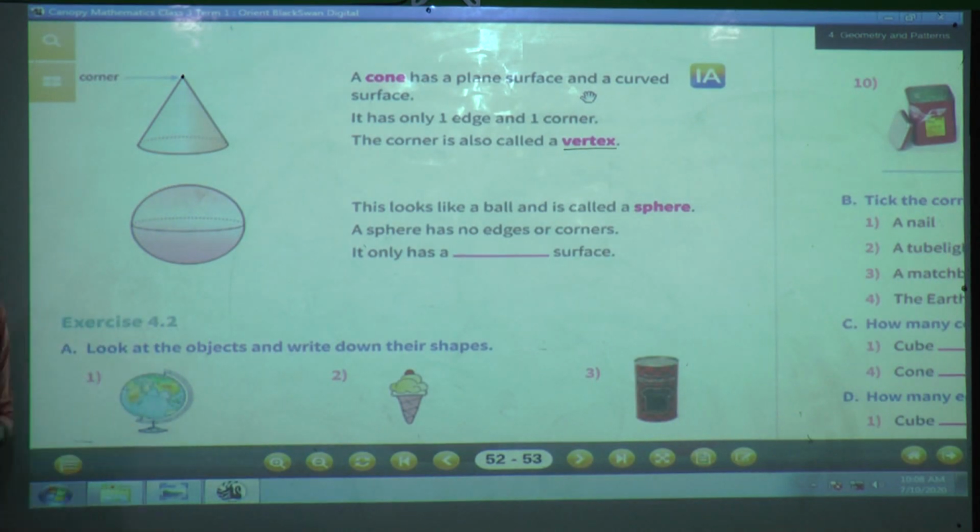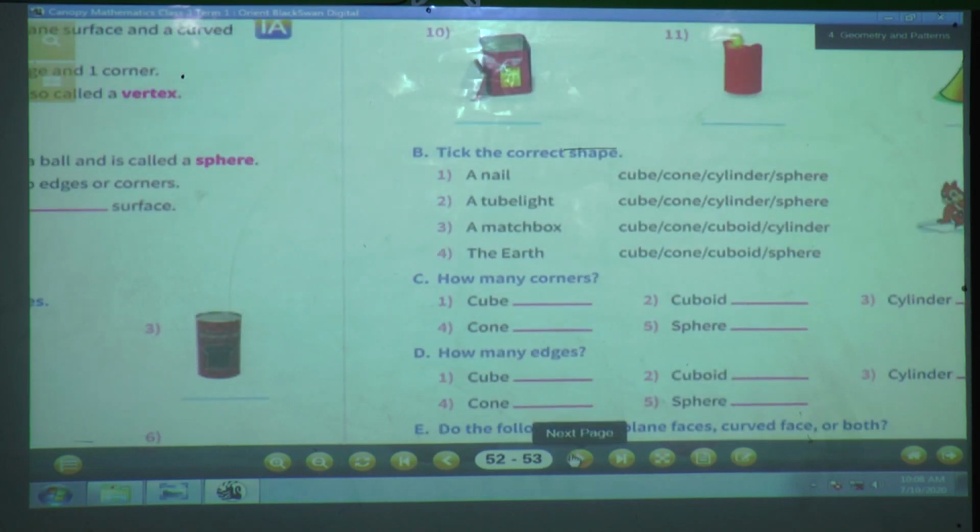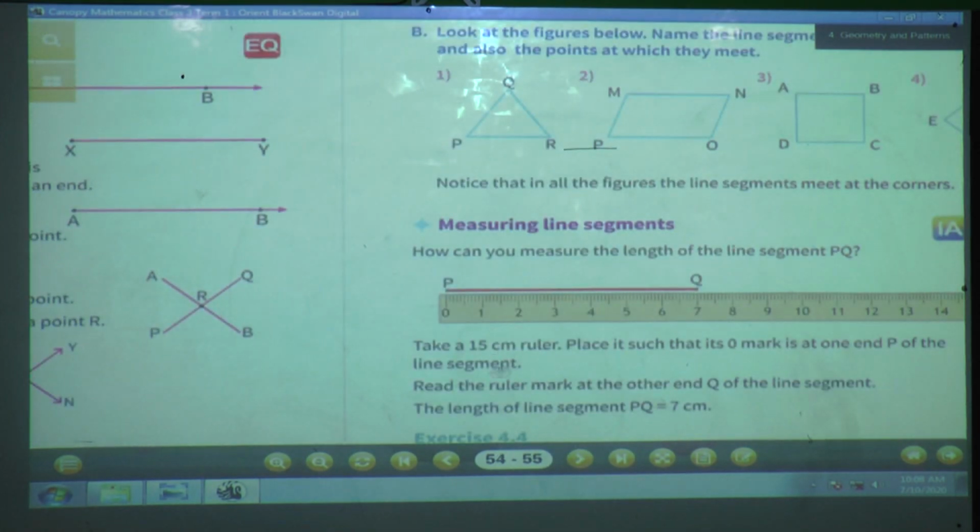Now today we are going to see the simple concepts in geometry.